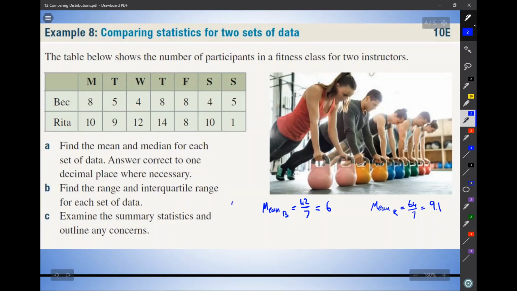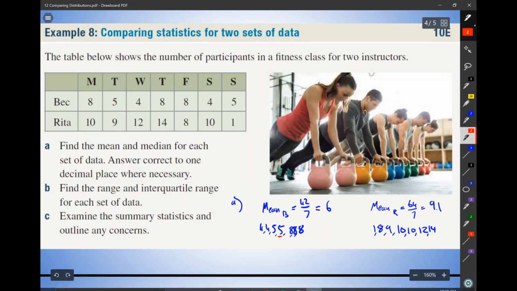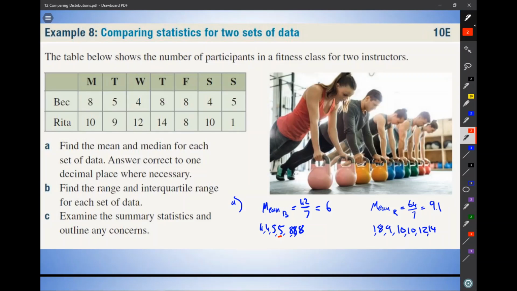Now, to calculate the median, we need to put all the scores in order. And for Rita, 10, 10, 12, 14. Sorry, I should have spaced those out a little more. So the median, there are 7 sets of scores here, days of the week. So the median is going to be the 4th one.